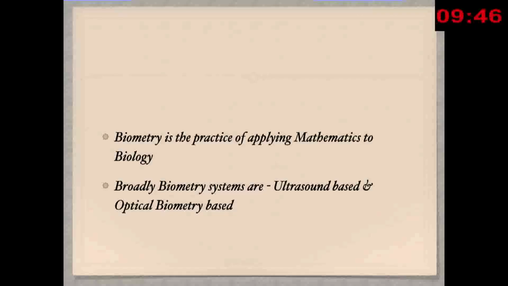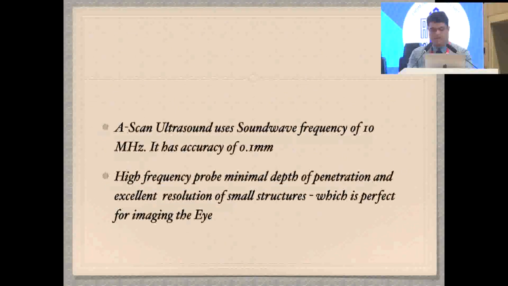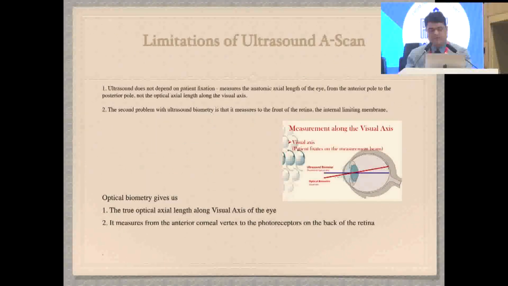So I'll be speaking on advances in optical biometry. We all know that biometry is the practice of applying mathematics to biology. Broadly, biometry systems are ultrasound based or optical biometry based. A-scan ultrasound uses a sound wave frequency of 10 megahertz and has an accuracy of 0.1 millimeters. The high frequency probe used in A-scan has minimal depth of penetration, which is excellent for resolution of smaller structures. That is, we use it for the eye.